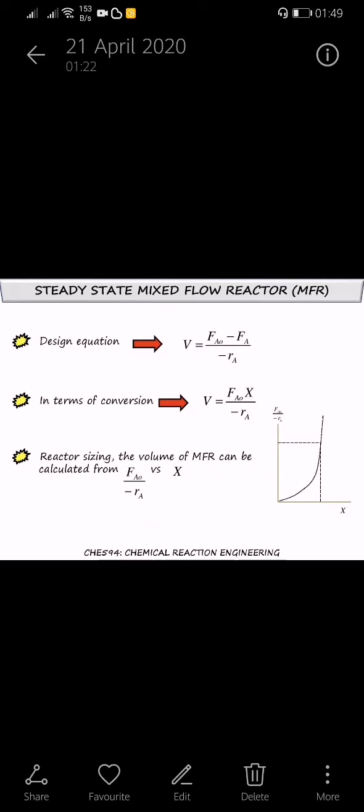Okay, in terms of the design equation, which I have previously introduced to you, the design equation for the CSTR you akan dapat dalam bentuk algebraic form ni. Okay. Daripada sini you tukarkan kepada dalam bentuk in terms of conversion. So macam mana dapat? Sebab kalau you ingat X pun sama juga dengan initial.